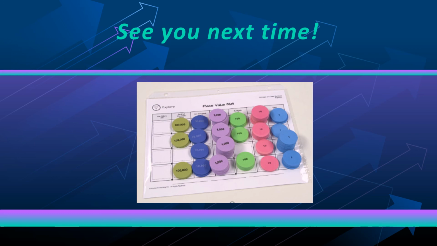This is just a reminder, we don't want to hear about alligators when we're comparing and ordering. What we want to see is place value discs, place value mats, number lines, and students using place value language to show their understanding.